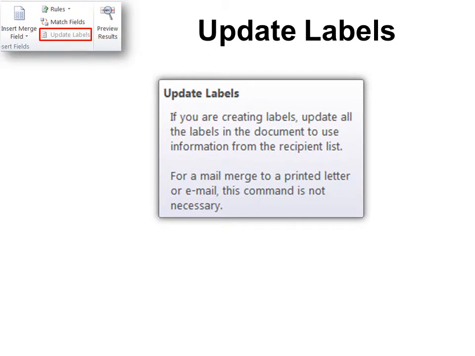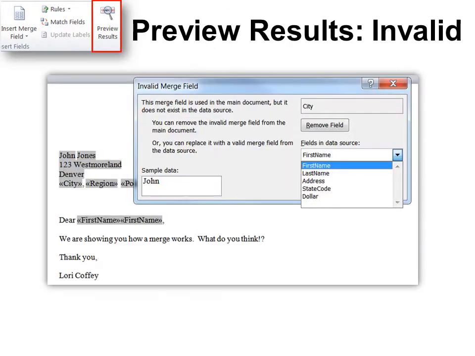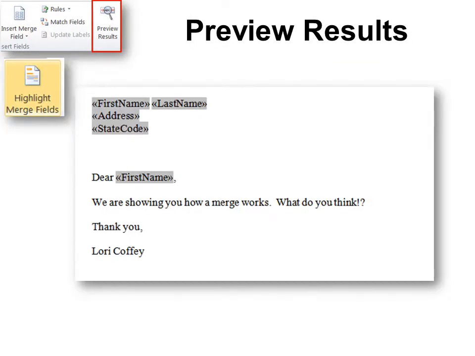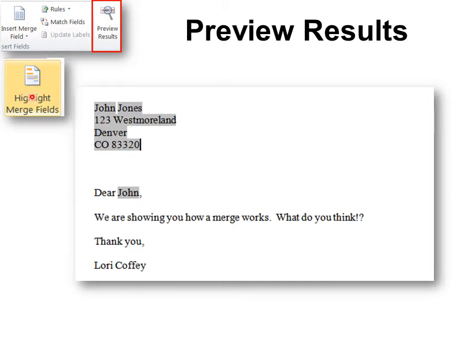If you are using just labels, it will say you can update the labels, and essentially you're done. You can come into the invalid merge field and either remove it, or you can say, well, it's really supposed to be something else. So you can fix it at any point before you actually print. When it's valid, it will show it this way. And you can see, because I used highlight merge fields, they're still highlighted here as well.